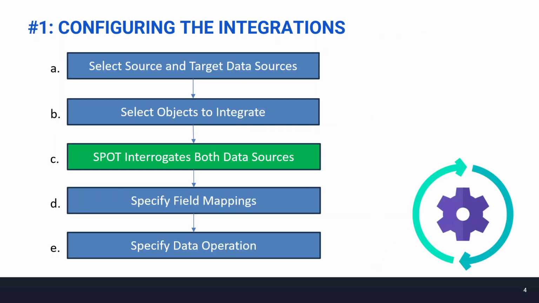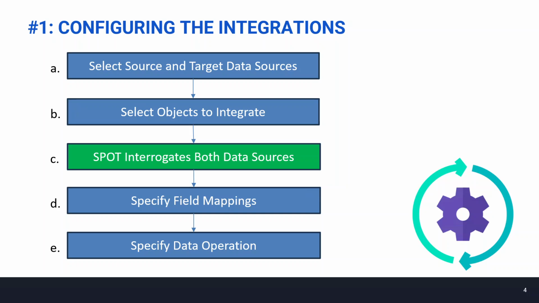So let's talk about the very first phase, configuring integration, which has a bunch of steps in between. The very first step is to select a source and target, where OpenText PPM has to be one of them, and the non-PPM element can be a system, file, or database. So step B, once you've selected a source and target, the integration creator then selects the objects in both data sources for which data has to be exchanged.